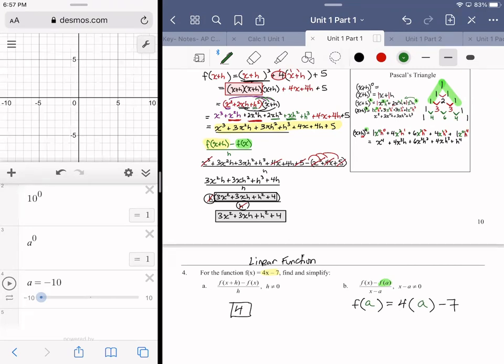Wait, Professor, you lost me there. That made no sense. Can you just re-explain it? I'm sorry. All I'm doing when I'm finding f of a is replacing every x in the original function with just an a. Yeah.